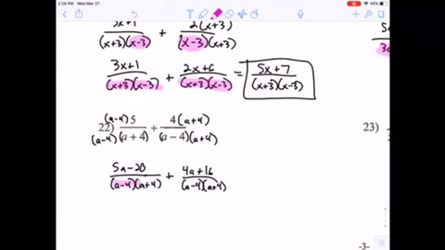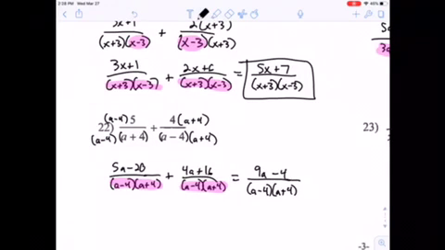So now if you look, both denominators are exactly the same, so that means our denominator is going to be the same. And now we add the tops. 5a plus 4a is 9a, negative 20 plus 16 is negative 4.